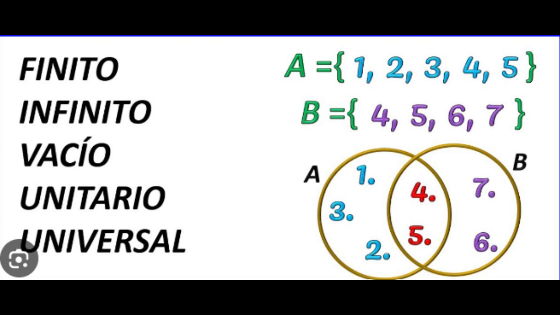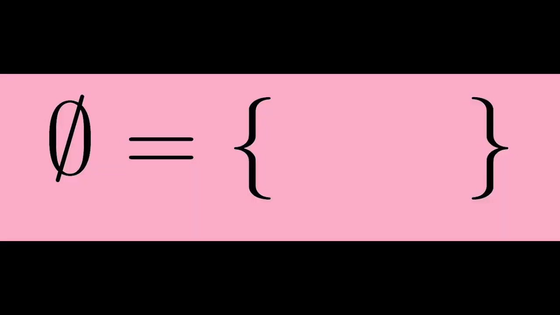Sets can be finite or infinite. Finite sets have a definite number of elements, while infinite sets have an infinite number of elements. For example, the set of positive integers is an infinite set. They can also be classified based on the types of elements they contain.